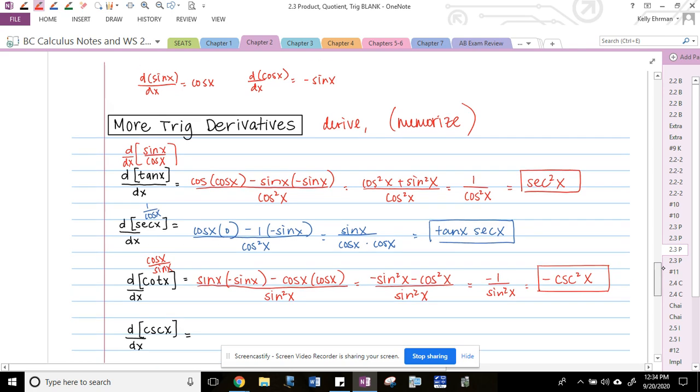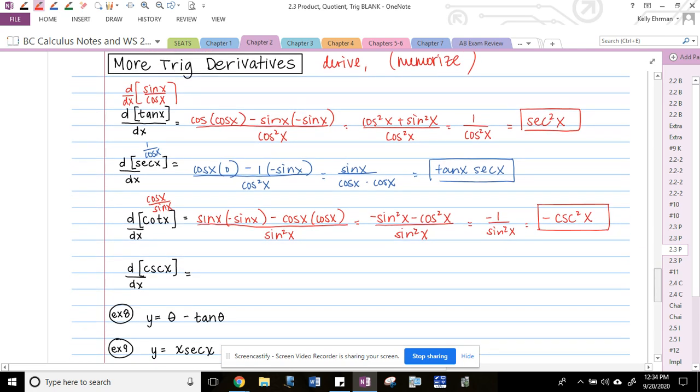So if I know that the derivative of tangent x is equal to secant squared x, I kind of remember it as just put a co in front of both of those. The derivative of cotangent x is equal to negative cosecant squared x. So we'll talk about the negative in a minute, but you can kind of remember those that way.